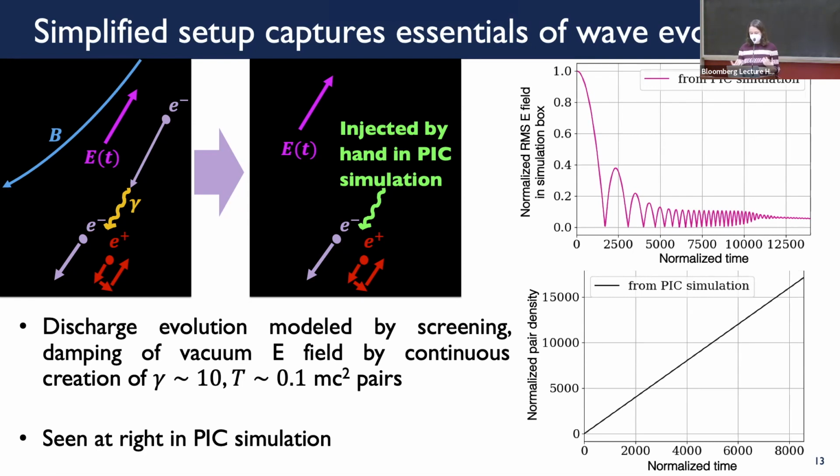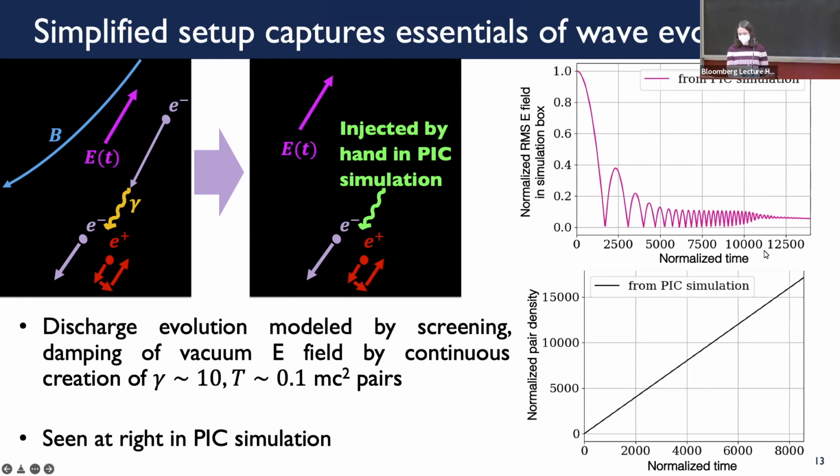Right, so we can look at how this process would occur in a PIC simulation. And in particular, we can look at a simulation where you have a vacuum electric field, which is continuously created with a Lorentz factor of 10 pairs with a slight temperature spread. And we can see that process in a PIC simulation on the right side of the slide. So this is a normalized root mean square electric field in a simulation box, but basically you just have an electric field there, and that's how big it is.